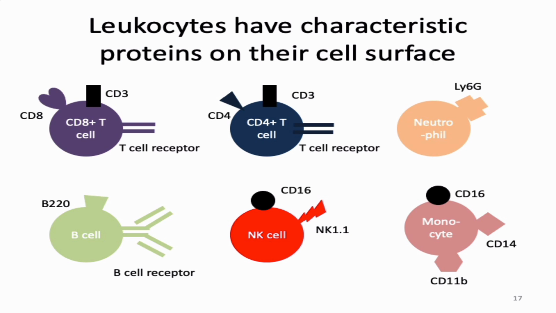You can think of those proteins as antigens. Just like we have been seeing all sorts of antigen-antibody interactions here. And so, first of all, people have been defining these proteins on the surface of leukocytes since the 70s at least.